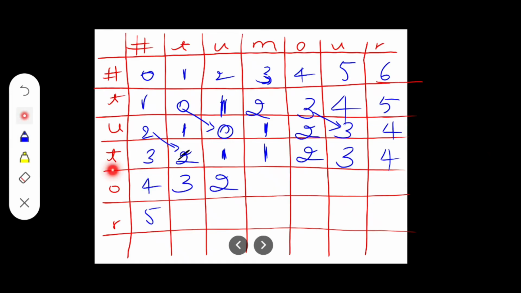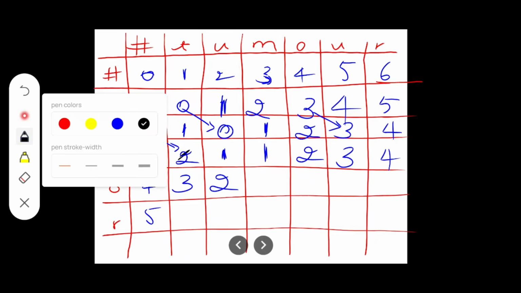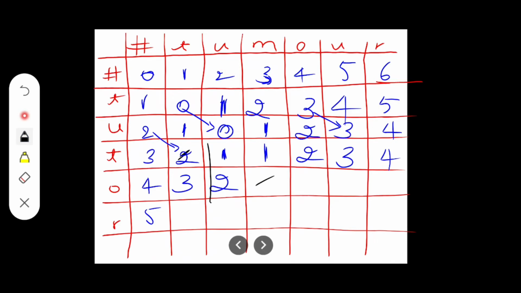Now O and M. O is not equal to M. Again, I want to fill this box, so I have to take this entire set. Find the minimum element in this set: 1, 1 and 2. Which is the minimum element? 1 is the minimum element. So minimum element plus 1 is what? It is 1 plus 1, which is 2. So I'll be writing 2 here.